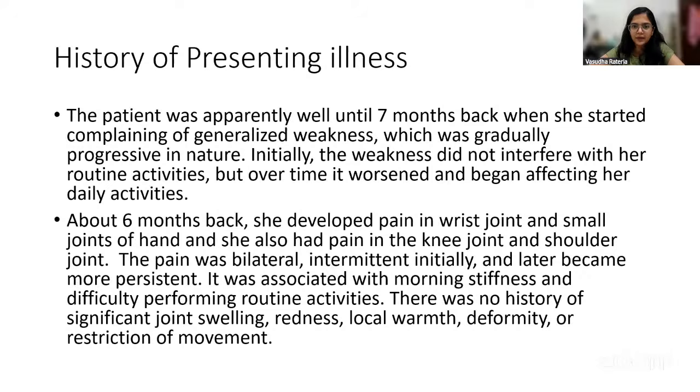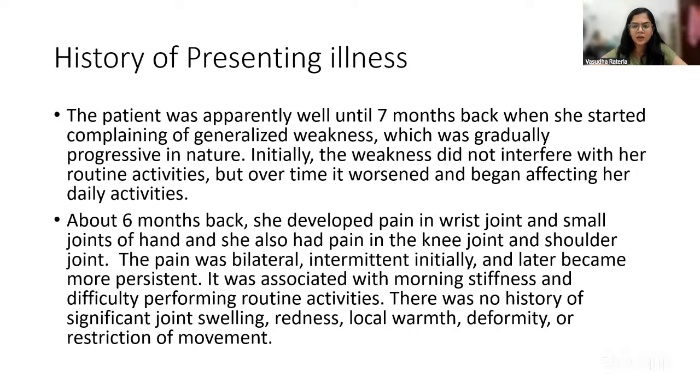So the patient was apparently well until 7 months back when she started complaining of generalized weakness, which was gradually progressive in nature. Initially, the weakness did not interfere with her routine activities, but over time it worsened and began affecting her daily activities also. About 6 months back, she developed pain in wrist joint and small joints of hand, and she also had pain in the knee joint and shoulder joints.